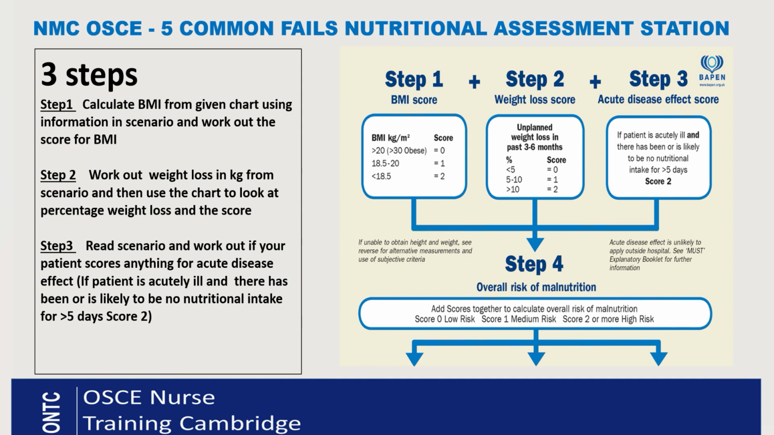Step number 2, you work out weight loss in kilos from your scenario. They will say previously your patient was this many kilos, now they're this many kilos. So work out the weight loss in kilos and then use the chart to look at percentage weight loss. So you change the kilos into percentage body weight loss. Like I said, we're not going to go through how to do it today. It's already been shown in other videos, so go ahead and watch those. Step number 3 is read the scenario and work out if your patient scores anything for acute disease effect. If the acute disease effect applies to your patient, the score will be 2, otherwise the score stays at 0. So that's just a recap of what the MUST tool is.